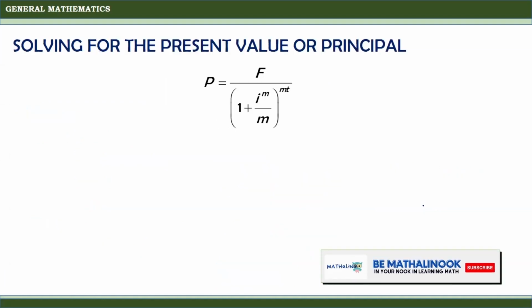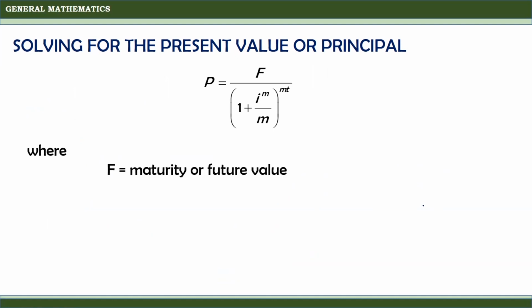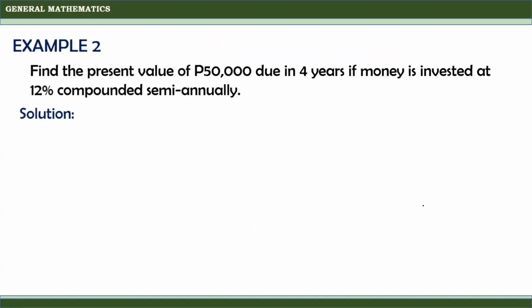In solving for the present value or the principal, we will be using the formula P equals F divided by 1 plus j sub m over m raised to mt, wherein F is the future or the maturity value, P is the principal, j sub m is the annual rate, m is the frequency of conversion, and t is the term or time in years. Let us take this example.